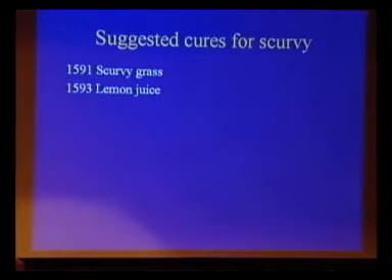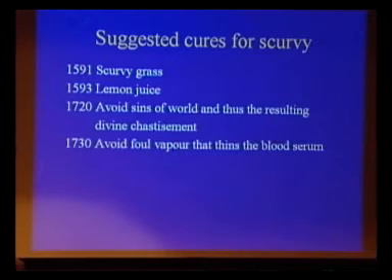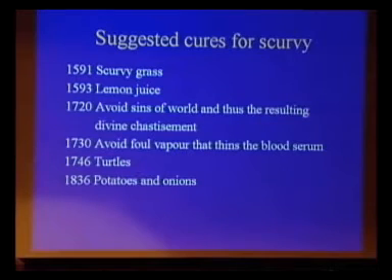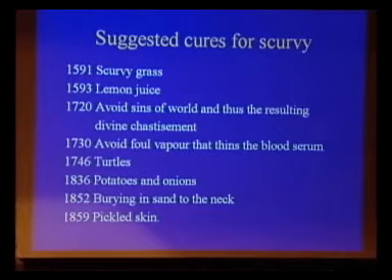So not surprisingly, because it's such a big problem, lots of things have been suggested. One of the first, which isn't surprising given its name, is scurvy grass. Lemon juice. You can avoid the sins of the world and the resulting divine chastisement. You can avoid foul vapor that thins the blood serum. You could eat turtles. You could eat potatoes and onions. You could be buried up to your neck in the sand. Or you could eat pickled skin.